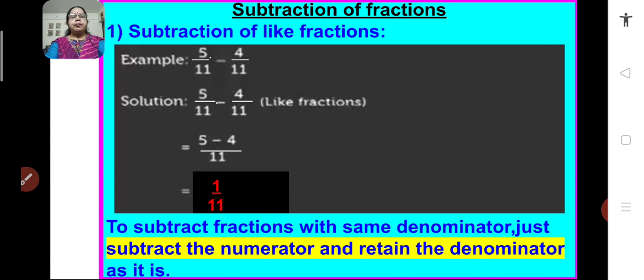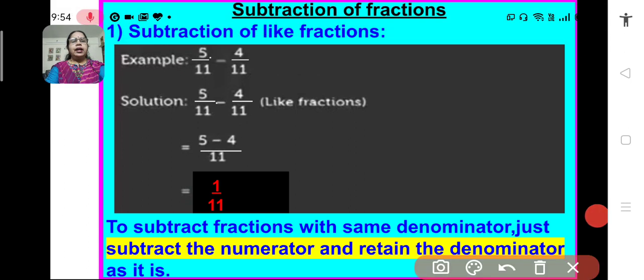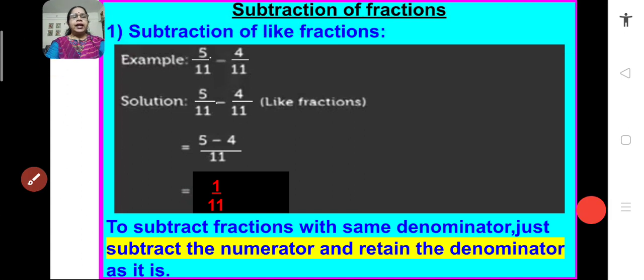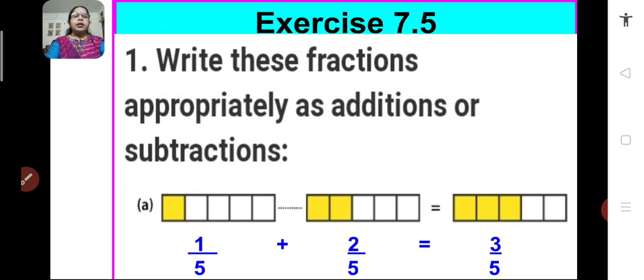Here we have an example, 5 upon 11 and 4 upon 11. They are like fractions. So, what do we do? We simply subtract the numerators 5 minus 4, and the denominator will be kept as it is. So, what do we get? We get 1 upon 11 as the result. So, to subtract fractions with same denominators, that means the like fractions, just subtract the numerators and retain the denominator as it is. Now, coming to exercise 7.5.